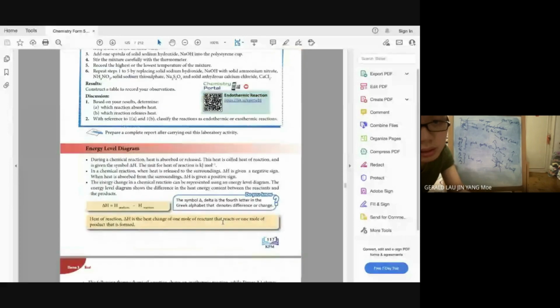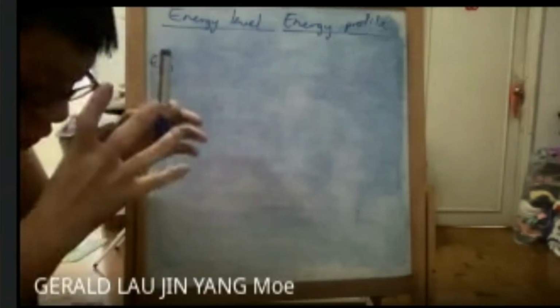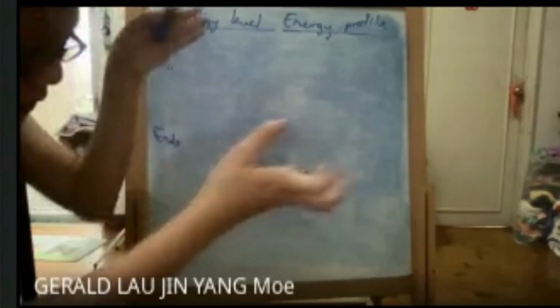Okay. So now I have to expose you to what is called an energy level diagram. Before we go further, now I just want to ask, why does exo release heat? Why do they need to release heat? Can anyone tell me, why do they release heat? Compare the energy value of the reactant and the product. Which has more energy? Break bond? You release heat to break bond?